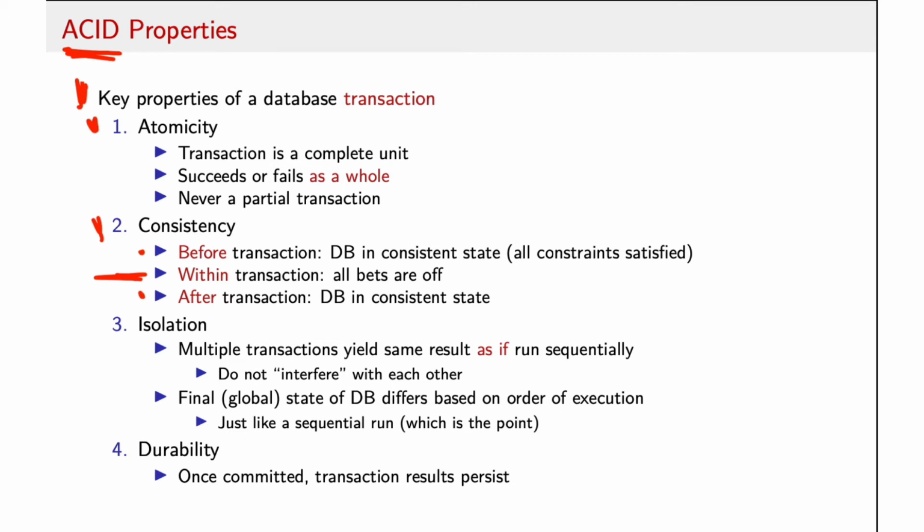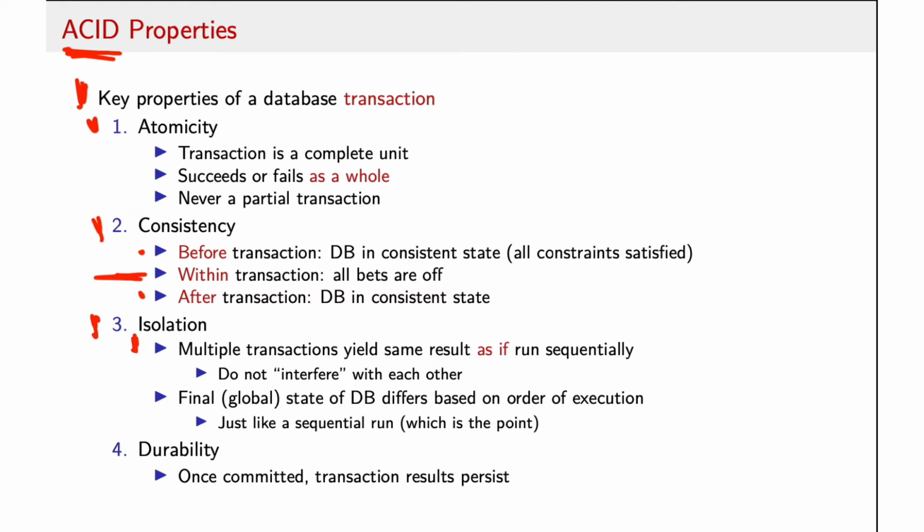Third of the ACID properties is called isolation. And this basically is what I was saying before when we think about the database as behaving as if you're the only transaction that's running on the database at any given time. So the isolation idea really has to do with multiple transactions that are in flight simultaneously.